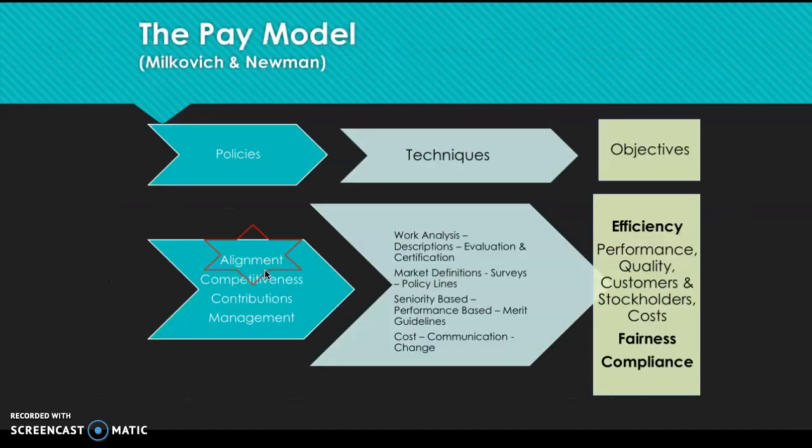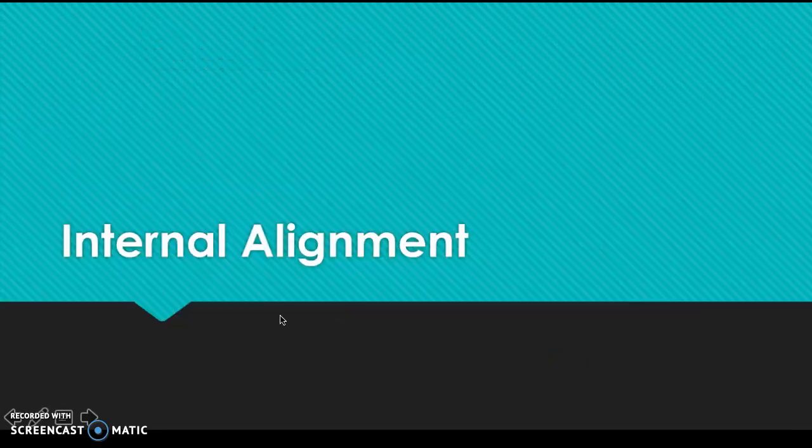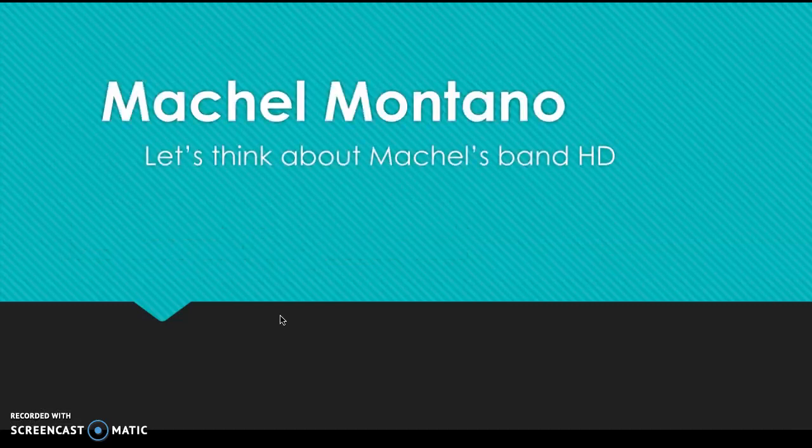So as I said, this is the pay model, and we're looking at step one, alignment, and we'll be working through these three for the rest of the semester. It's all about internal alignment. So let's think about Marshall Montana. Why not? I hear they launched Carnival. Whatever. If we think about the band that Marshall has, it's probably not even called HD now. I don't know. But let's think about all the different people in the band.